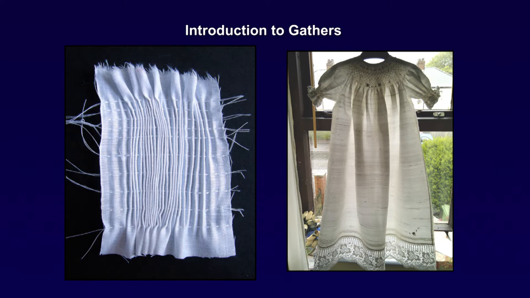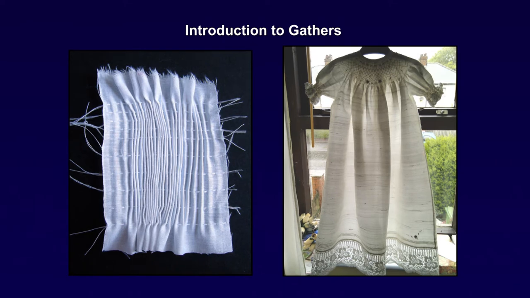The image on the left roughly shows how a gather can be achieved by making running stitches by hand and pulling the thread. On the right, the image shows how this gather could be incorporated onto a final product.